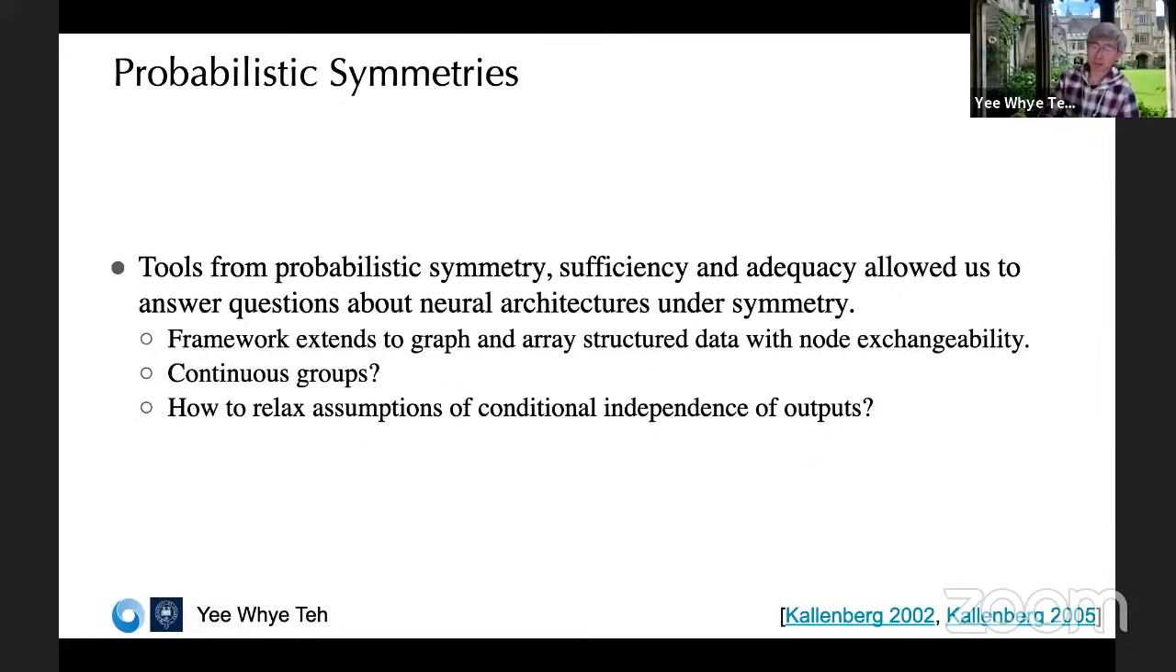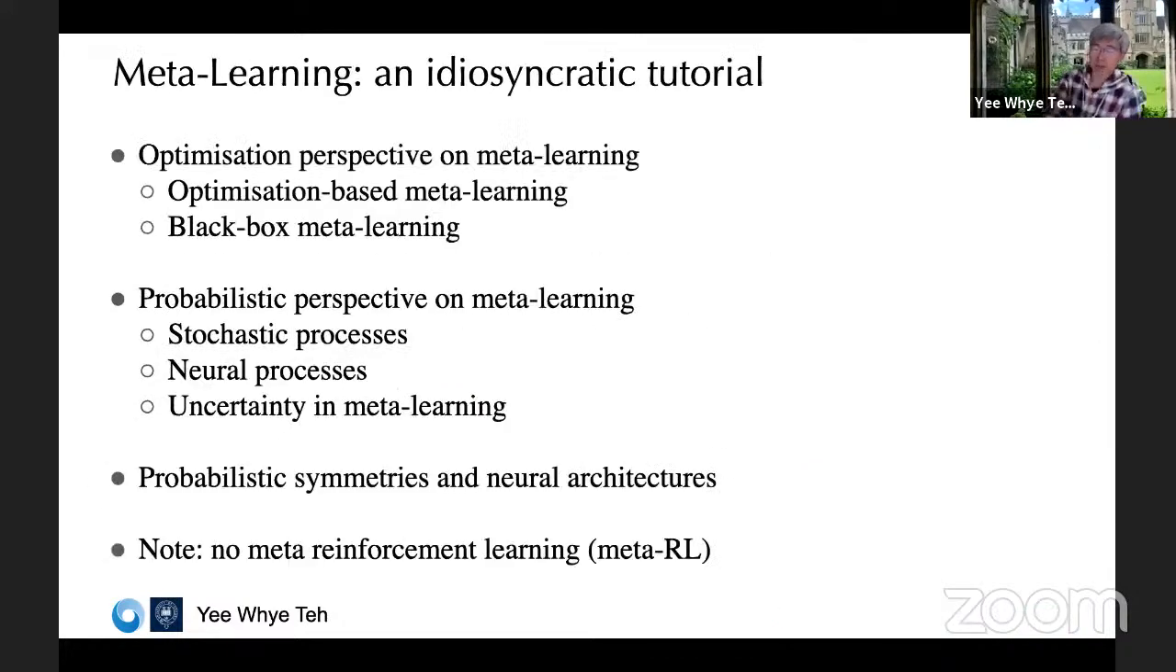Okay, so in summary, what I've described in the tutorial yesterday and today is a description of what is meta-learning, why do we want to do meta-learning, and a few of the methods that people have proposed for doing meta-learning, so optimization-based and black box meta-learning, and this probabilistic perspective on meta-learning, which leads to this notion that meta-learning is about learning a stochastic process.